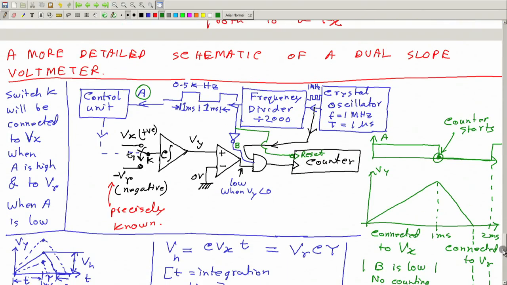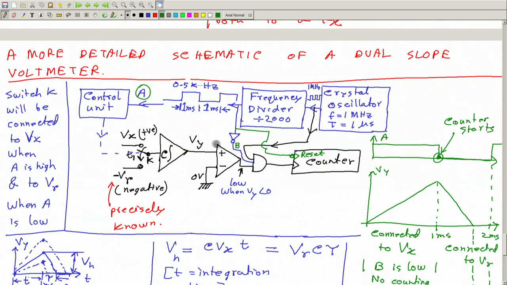Welcome. We were studying the dual slope digital voltmeter, and there were a few small blocks, like a frequency divider, and the integrator, most importantly, and a comparator. These we have drawn as block diagrams. So we should also know how they are made and how they work.